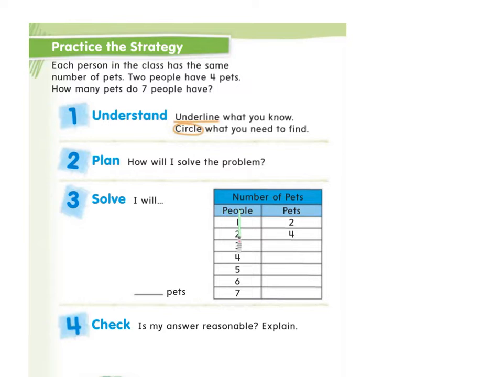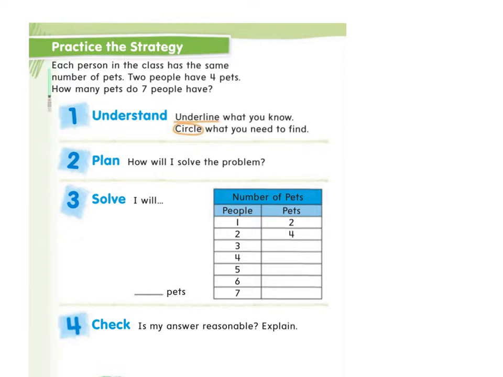It will have titles of categories, similar to what we've seen in a tally chart. But the values in the table follow a very specific pattern, whereas in a normal tally chart, they don't have to follow that pattern. So we're going to look at this. So in this problem that we're looking at, it says each person in the class has the same number of pets. 2 people have 4 pets. How many pets do 7 people have?